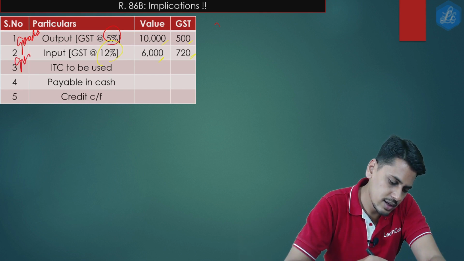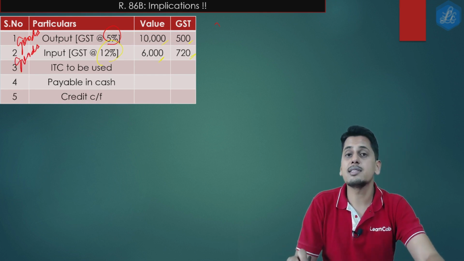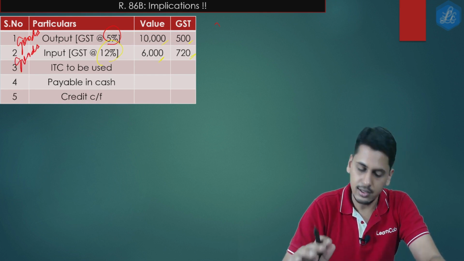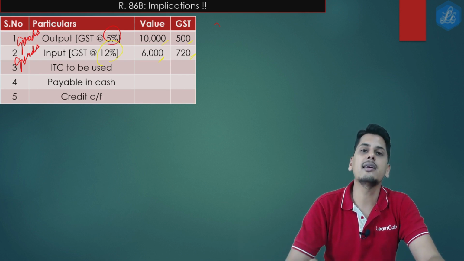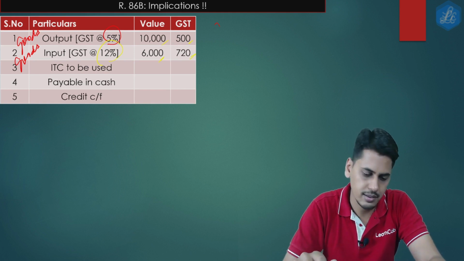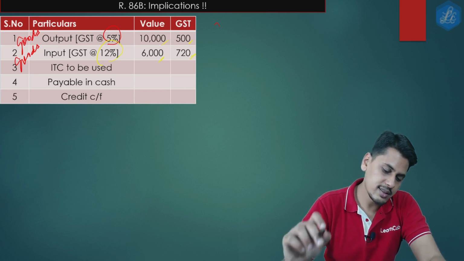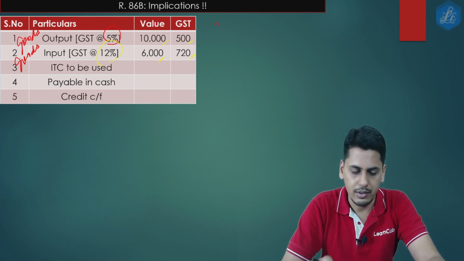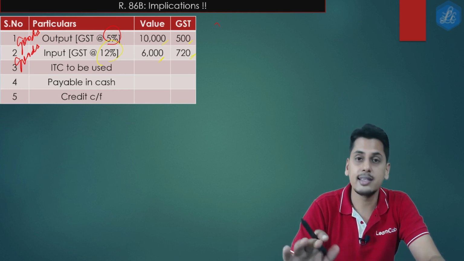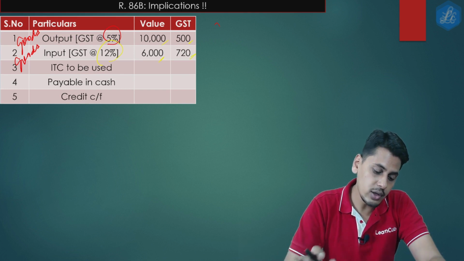This input is also goods. So now friends, is it an inverted duty structure? The answer is yes. The rate of tax on inputs is greater than the rate of tax on outward supplies. So now friends, in this case, it is a case of inverted duty structure. Now according to rule 86B, is 86B applicable? Yes, 86B is applicable.